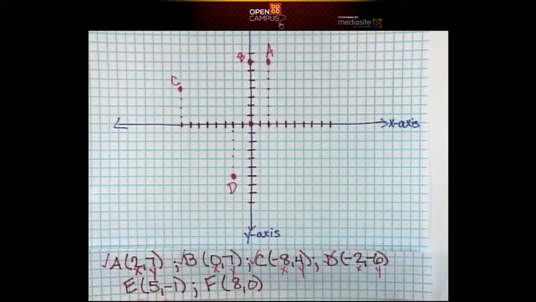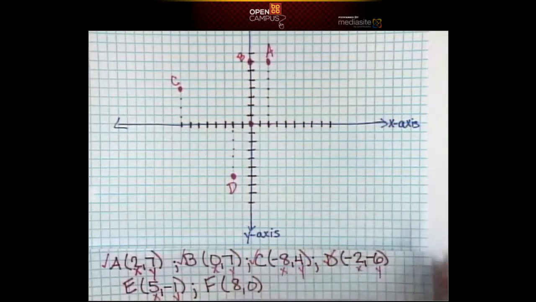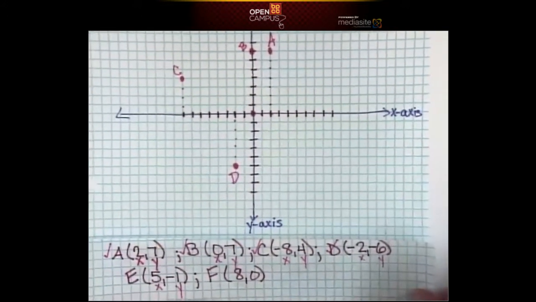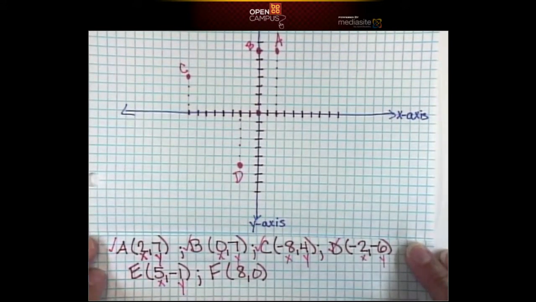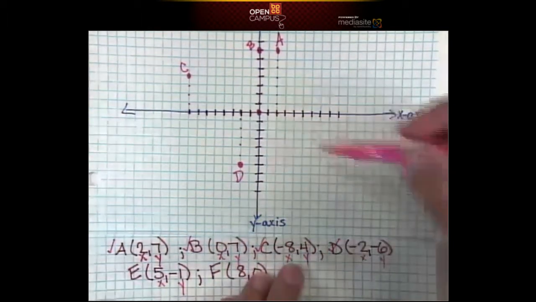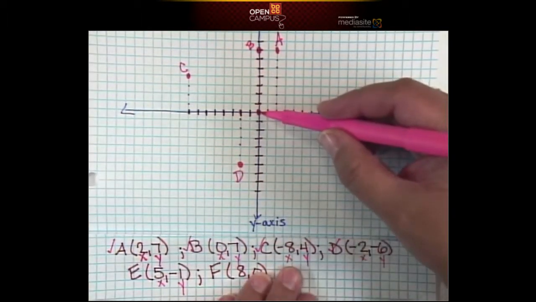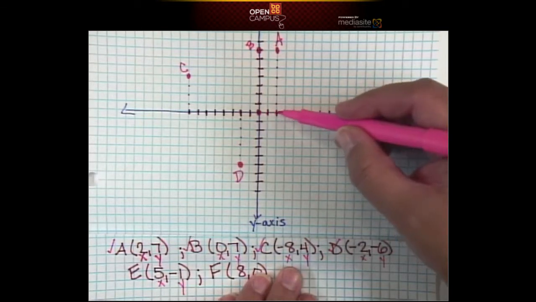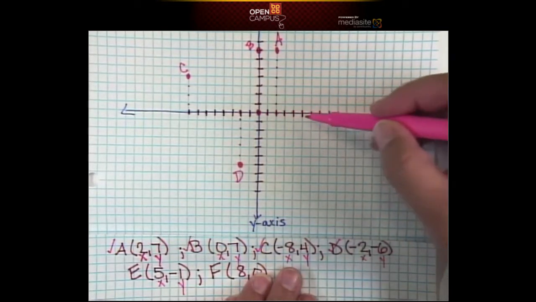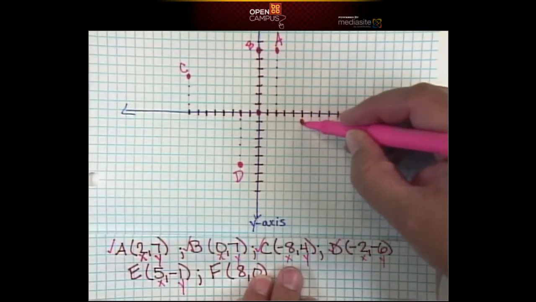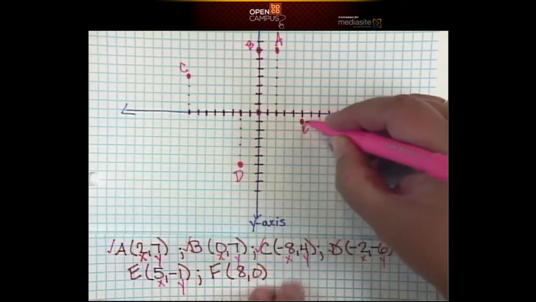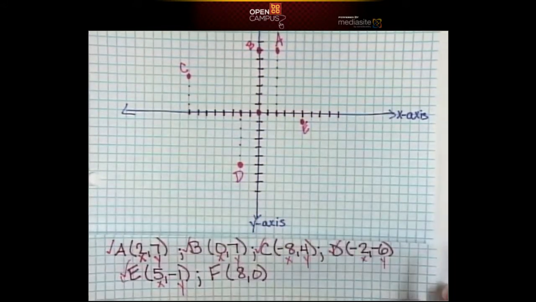Okay, the next point is E, 5 and -1. So your x value is 5. Your y value is -1. Here, let me move this a little bit so you can see it. My x value is +5, so +5 goes to the right. From the origin, I move right. 1, 2, 3, 4, 5. And I'm going to move down 1, since it's -1. Put my point, label it E, check it off.